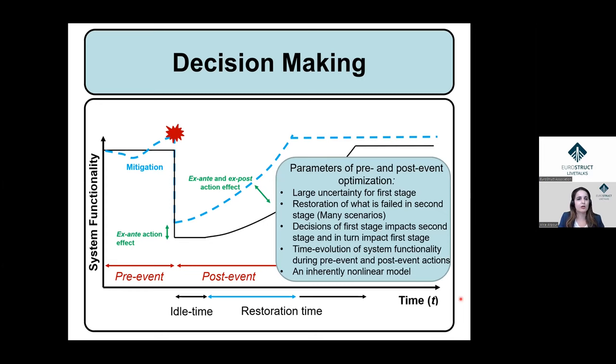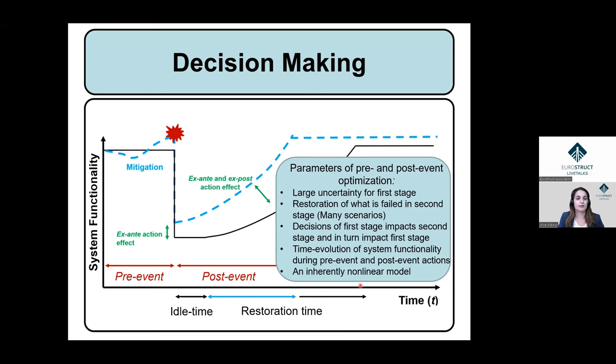And a large part of it is that we have a huge uncertainty right at the first stage when we are making a decision as to what we need to mitigate. What are the assets that we need to mitigate? We don't have that, and the reason for that is that we have no knowledge of what event is going to happen. That's completely uncertain to us.